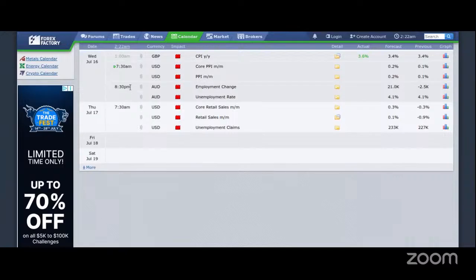An hour later, we have major news dropping on the Australian dollar, employment change month over month for the month of July, and unemployment rate for the month of June. And then tomorrow, at the opening bell of the New York Stock Exchange, we have the release of core retail sales month over month, retail sales month over month, and unemployment claims, the final numbers for June of 2025. So it's looking to be a little bit of a crunchy but exciting next few days.